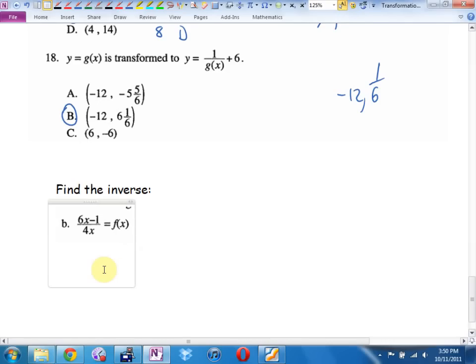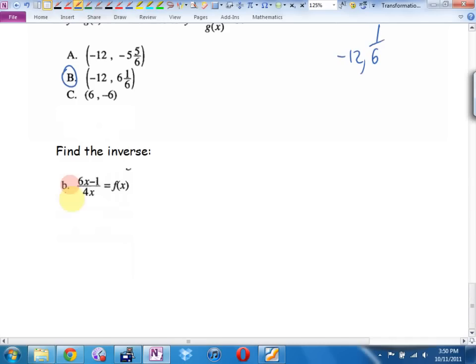So I think the first thing that I would do if they wanted me to find the inverse of this yucky-looking fraction, Eric, is I would say 6y minus 1 over 4y equals x. You good with that? What don't I like about this? To find an inverse, what do you usually do afterwards? What do you get by itself to finish off an inverse? What don't I like about this? I got several y's in a fraction.